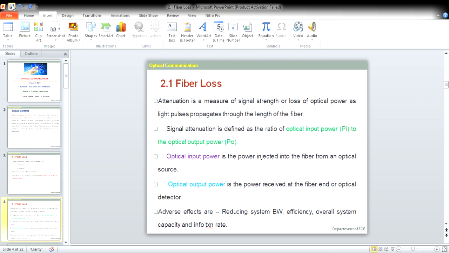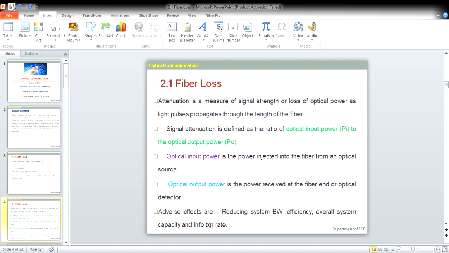Attenuation. What is attenuation? Attenuation is a measure of signal strength or loss of optical power when the signal travels through the length of the fiber. If the length is more, attenuation is also more. Both are directly proportional. We can define the signal attenuation as the ratio of optical power input, that is Pi, to the optical power output, Pout. So what is Pi and what is Pout? Pi is the power which is injected into the fiber from an optical source. Pout is the optical output power that is received at the end by the detector.